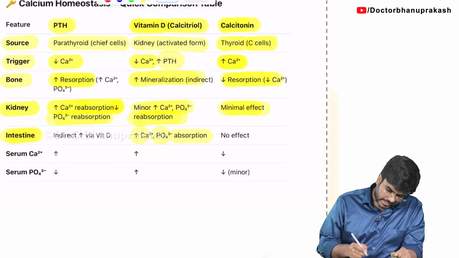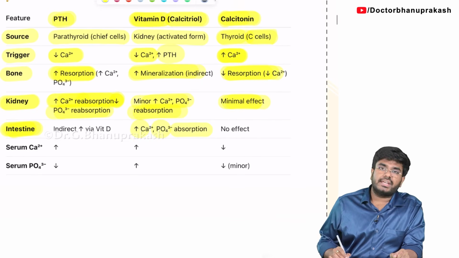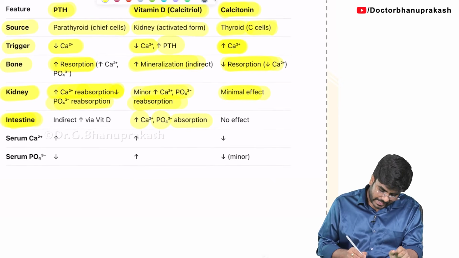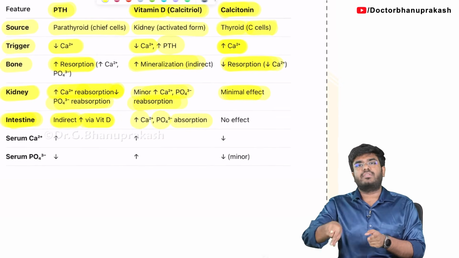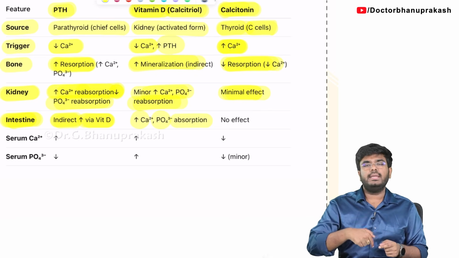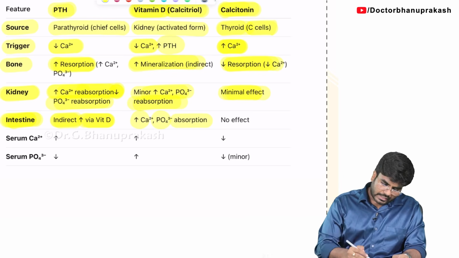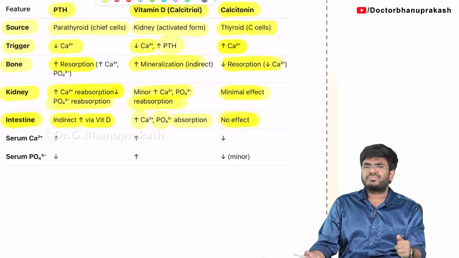Okay. Next, look at here. In intestines, what is this parathyroid hormone doing? Directly it's not doing anything. See, it acts indirectly. How? By increasing the vitamin D. Parathyroid hormone activates the vitamin D. Vitamin D will go to the GIT. In the GIT, it helps in calcium absorption as well as the phosphate absorption. Done. And calcitonin doesn't have any effect on the GIT.